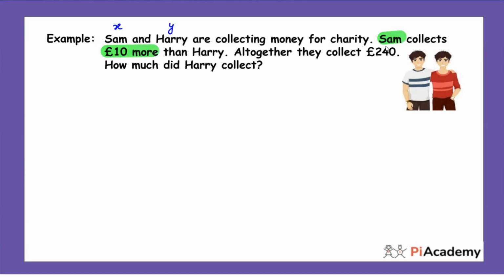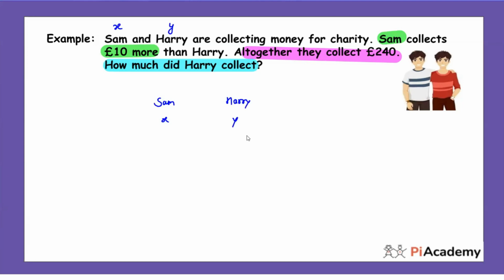Now the next thing is altogether they collect £240. This is the other thing that I want. Now we have two things. And the question asks: how much did Harry collect? As we have already assumed, Sam will collect X pounds and Harry will collect Y pounds. So this is Sam, collecting X pounds, and Harry is collecting Y pounds.